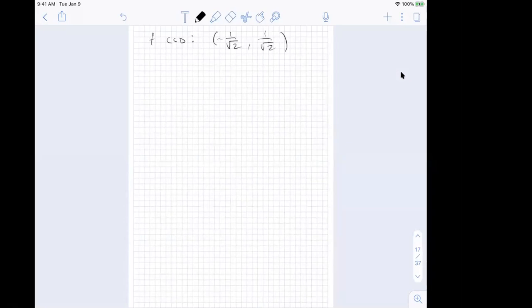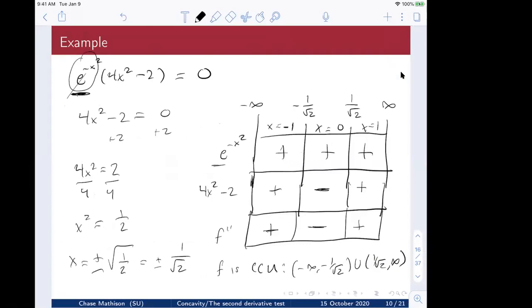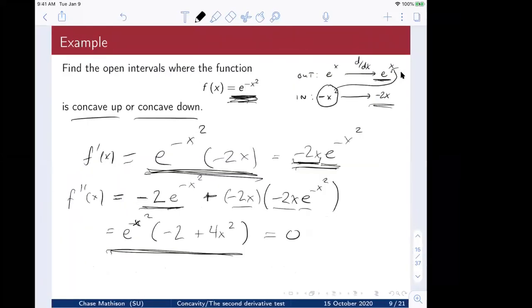Excellent. All right, so notice I didn't draw the shape of f underneath this table like I do when I have the first derivative, because just knowing f double prime doesn't let me know if f is increasing or decreasing. Okay, I would need to first find where f prime is positive or negative, and then go from there.